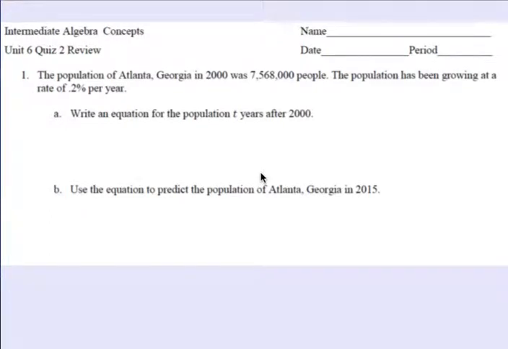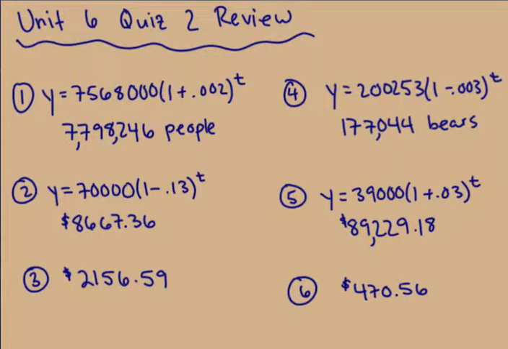Today we're going to be doing the Unit 6 Quiz 2 review, so we're going to get you ready for that quiz. But before we start, I would like to take a second and go over some of the formulas that you're going to need for your quiz. You can write these on the top of your quiz before you start taking it, so make sure you have them written down on the review itself.